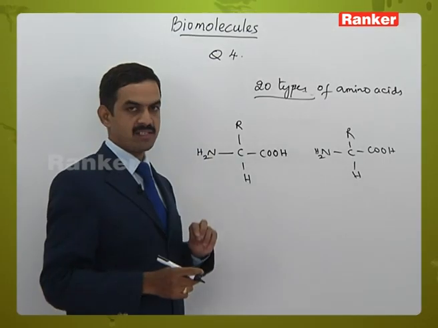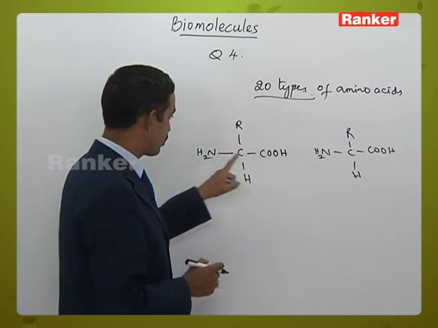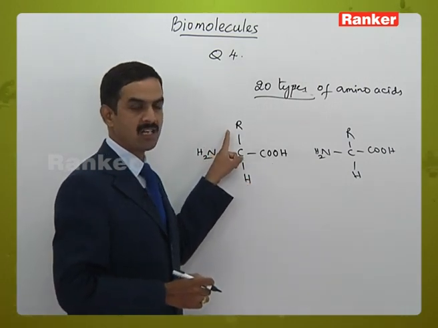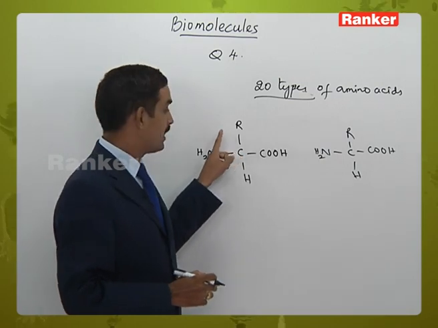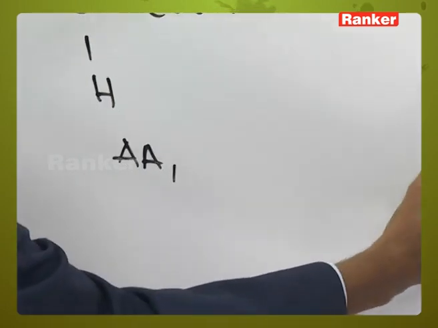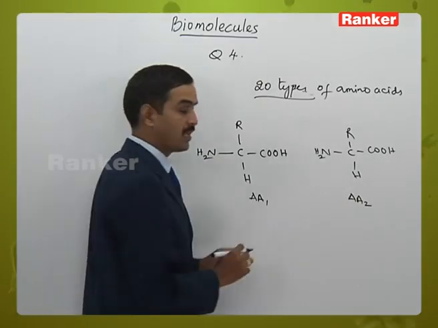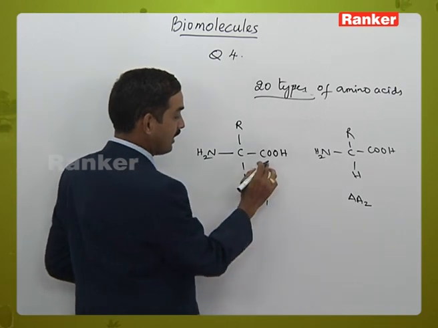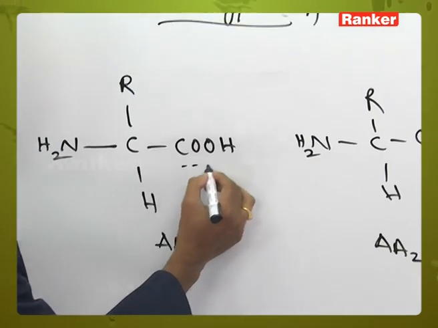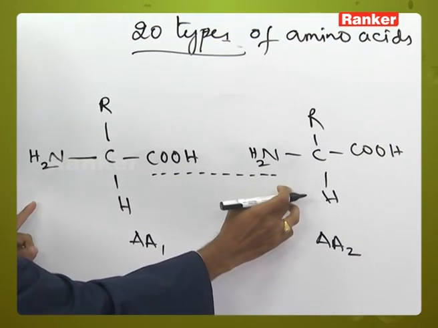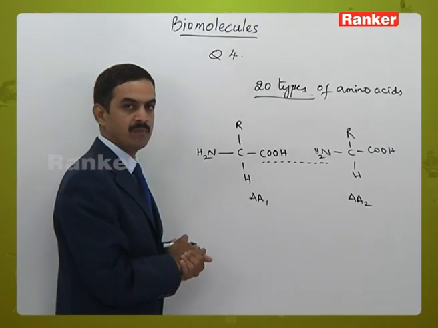In each amino acid there are three functional groups. One is called the carboxyl group, another the amino group, and R represents the alkyl group. So likewise here, consider this as the first amino acid and the second amino acid. During the formation of bonding, the bond is always formed between the COOH of the earlier amino acid and the NH2 group of the next amino acid.